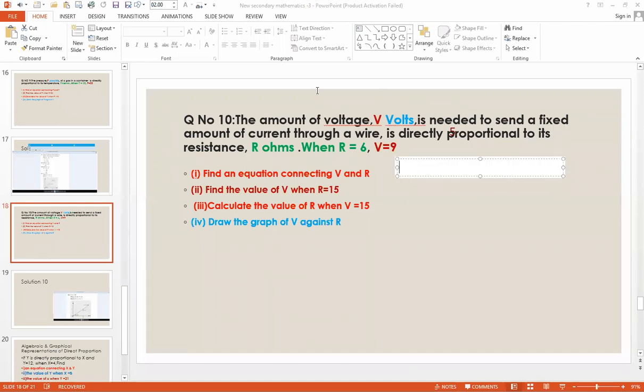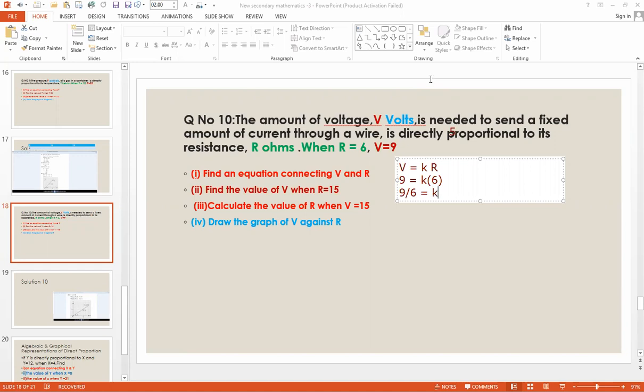Which variable is given here in the first place? The amount of voltage V. So here we have to write V is equal to, directly proportional, we use this small k, and for resistance, we use this capital R. Okay. Now the value of V is given, that V is equal to 9, and the value of resistance is also given, that is 6. Simply now you have to divide 9 by 6, and simply you will get the value for K.